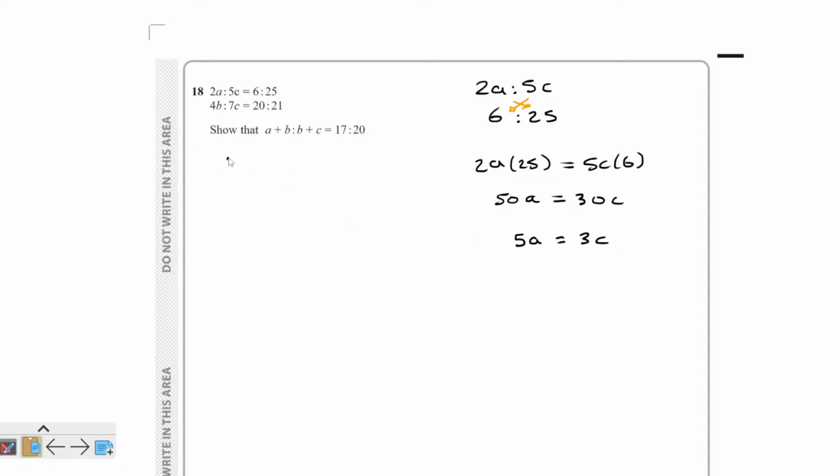And then the other one. So 4b to 7c is the same as 20 to 21. Again, cross multiply into an equation. So we should get 84b is the same thing as 140c. And then if you were to simplify that, I think you can divide both by 28. That's the most simplified: 3b is 5c. So I've got two equations.